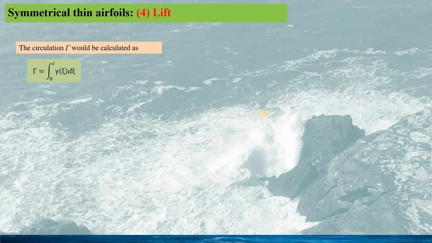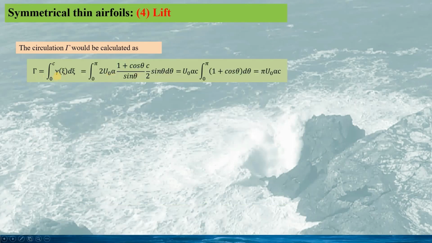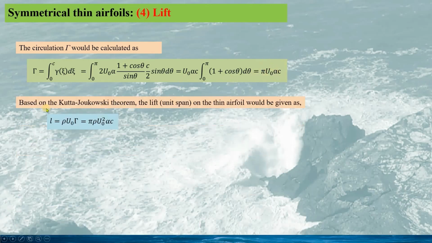Once we have the vorticity distribution, we can calculate the circulation on the thin airfoil, capital gamma, given by this equation. And we can substitute the vorticity expression into this integral, and we can have the result as this. And then we can calculate the lift on the thin airfoil based on the Kutta-Joukowski theorem given by this. So we have the lift.